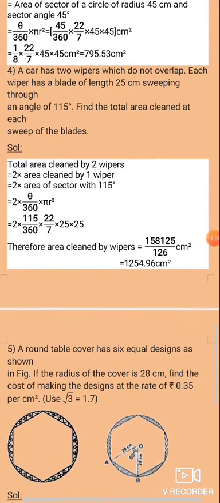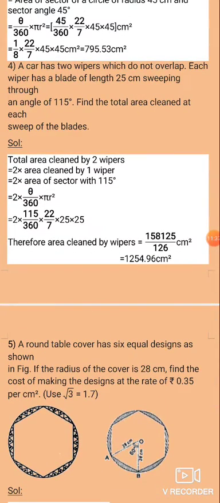Now the last question. A round table cover has 6 equal designs. See the figure? Okay. If the radius of the cover is 28 centimeter, find the cost of making the designs at the rate of 0.35 per centimeter square. So listen carefully, that designs are in the shape of a segment. So you need to find out area of the segment. So to find out area of the segment, area of the sector minus area of the triangle.